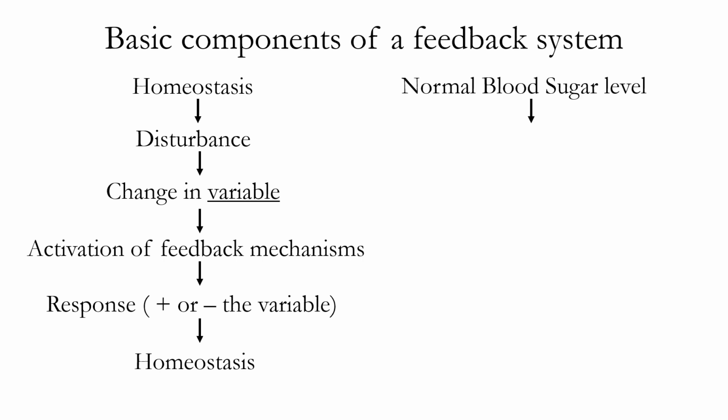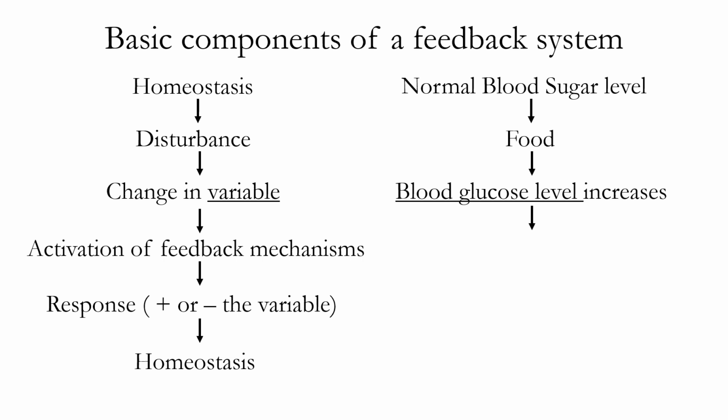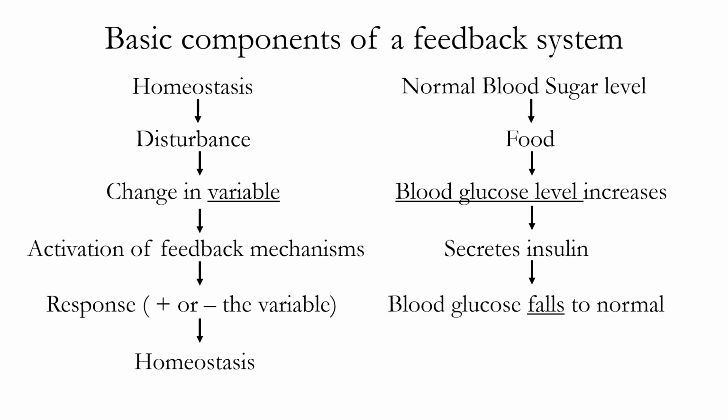So we have normal blood sugar level as the homeostasis. So once we have food, what happens? The blood glucose level naturally increases. So feedback is activated. So our body secretes insulin as a response. Insulin brings down the blood glucose level. So once again, homeostasis is achieved.